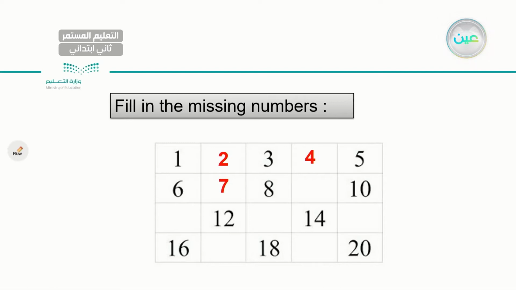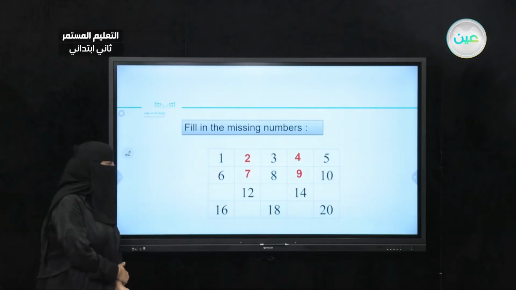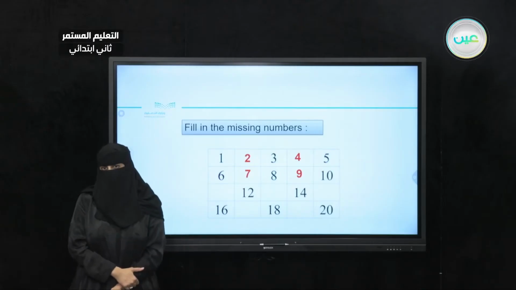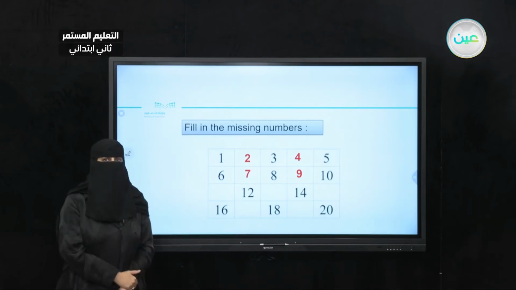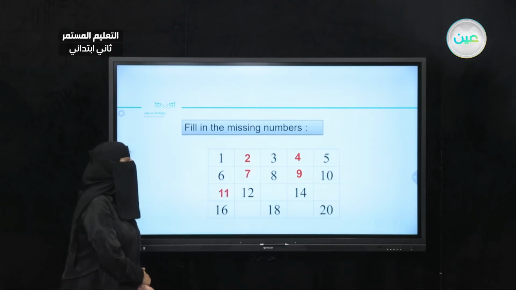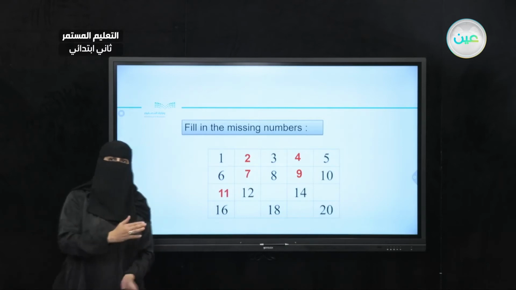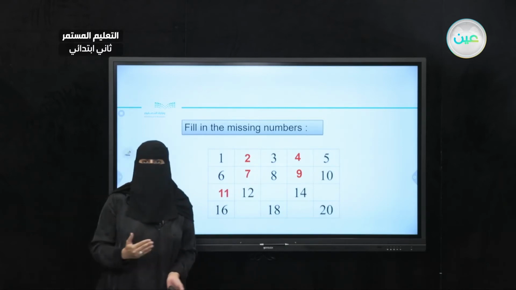8. 9. Very good. And 10. 1, 2, 3, 4, 5, 6, 7, 8, 9, and 10. Excellent. Let's go to the next line. Now I have a missing number followed by 12. So I have 10, 11, 12.